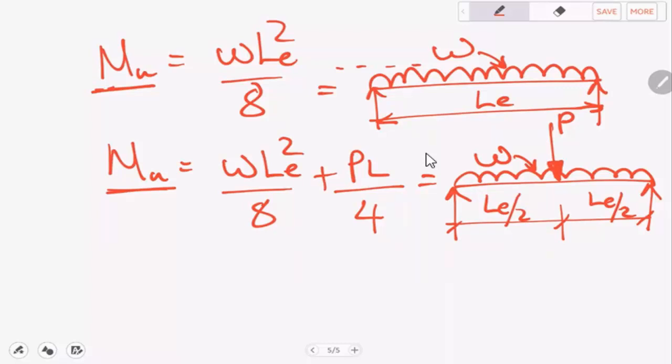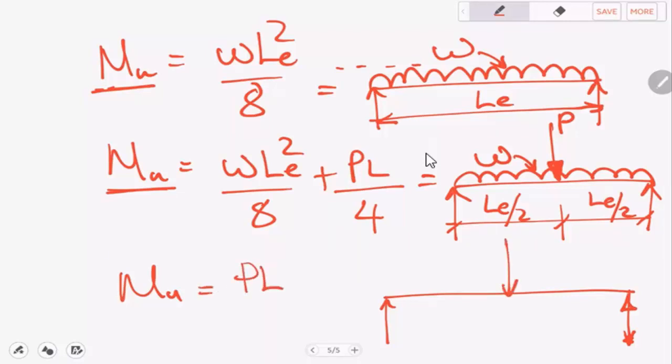Yes, sir. So this scenario here, MU, it depends on the situation. So for instance, I've got just a point load, like this. So that's the reaction. My MU will become PL over 4. That becomes the maximum bending moment. So you must understand that the maximum bending moment depends on the situation.